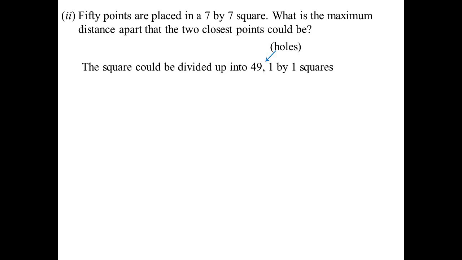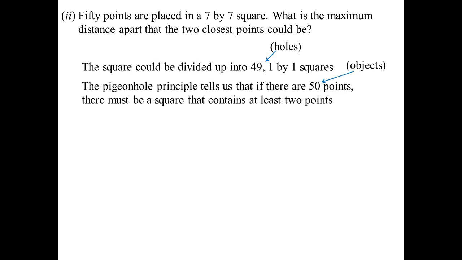I've got 49, but I've got 50 points to place. So that's telling me there must be at least one of those squares that has 2 dots in it. So there's 49 holes, and we know there must be a square that contains at least 2 points. If you're going to place 2 points in a square, you want the distance between them to be a maximum. Where would you place those 2 dots?